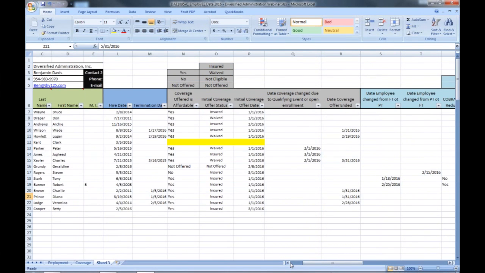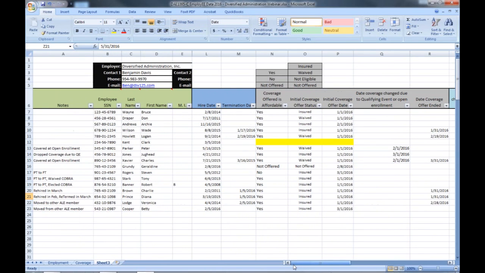Our company has two EINs that are part of the same controlled group. In ACA parlance, we have two EINs that are both members of the same ALE, or Aggregate Large Employer. Each member, or EIN, will complete its own spreadsheet, and employees who have worked for one or more ALE members will receive a 1095-C from each company.